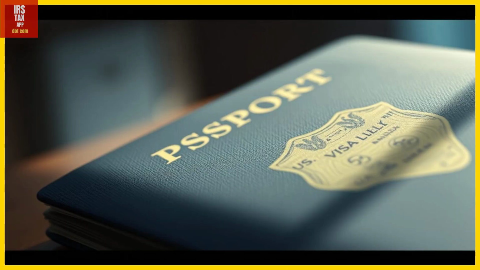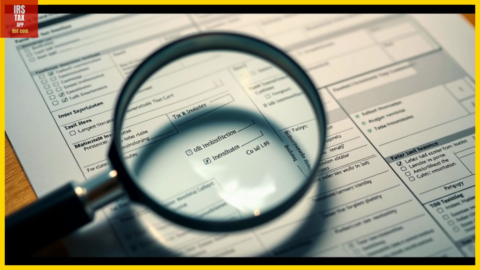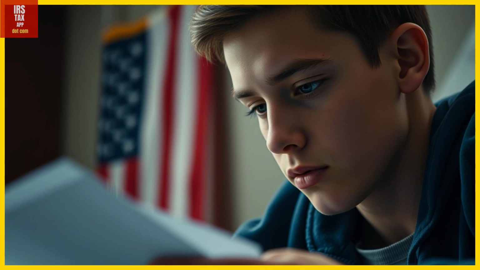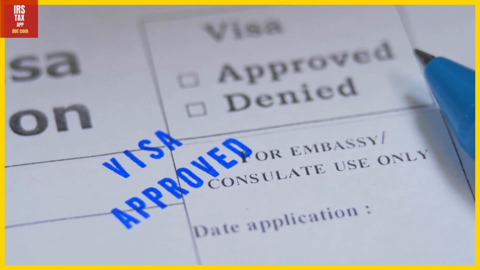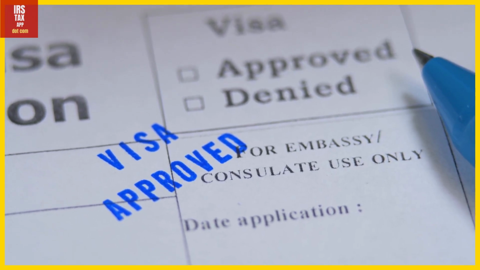First things first. The US has two entirely different taxation systems depending on whether you're classified as a resident or non-resident alien. This classification is crucial because it determines what income gets taxed and how. For most international students, you'll be classified as a non-resident alien, especially during your first few years in the US. This is because you are typically in the US on an F or J visa, which means you're considered an exempt individual for tax purposes.